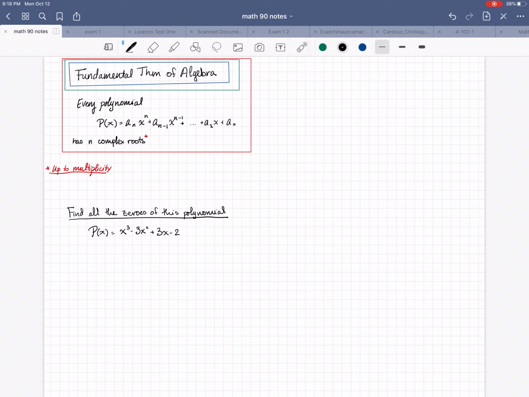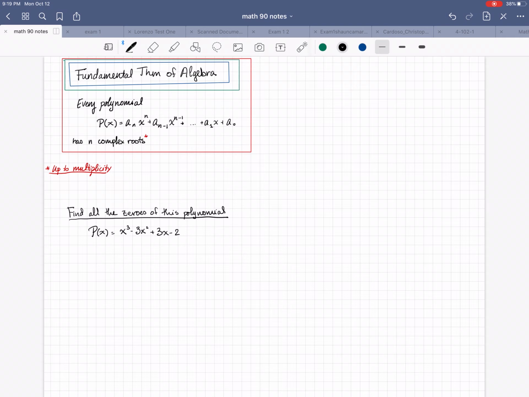Okay, so this is kind of a triumphant moment. We're going to talk about the fundamental theorem of algebra. The fundamental theorem of algebra states that every polynomial p of x equals a sub n x to the power n plus a sub n minus 1 times x to the power n minus 1 plus so on and so on, all the way down to a1x and a0, has n complex roots.